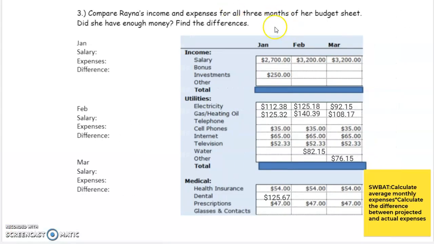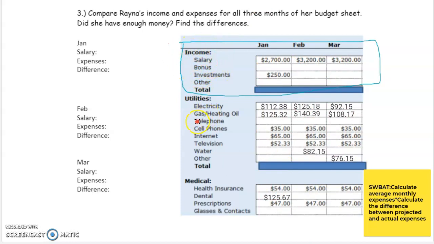Last but not least, we've got one more sort of budget sheet. On this one, it's split up a little bit differently. If you notice the top here, it's split up by months. So you've got your columns, your month. This is all for January. This is all for February. This is all for March. But there's also subsections on the side.